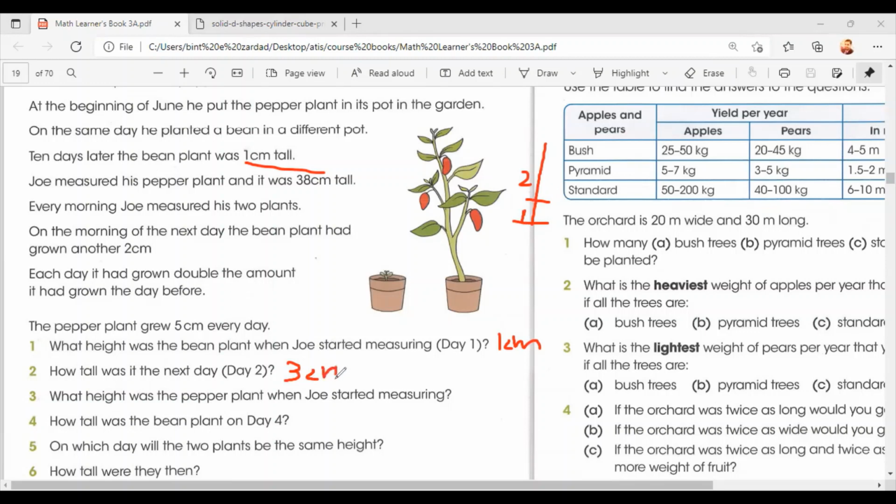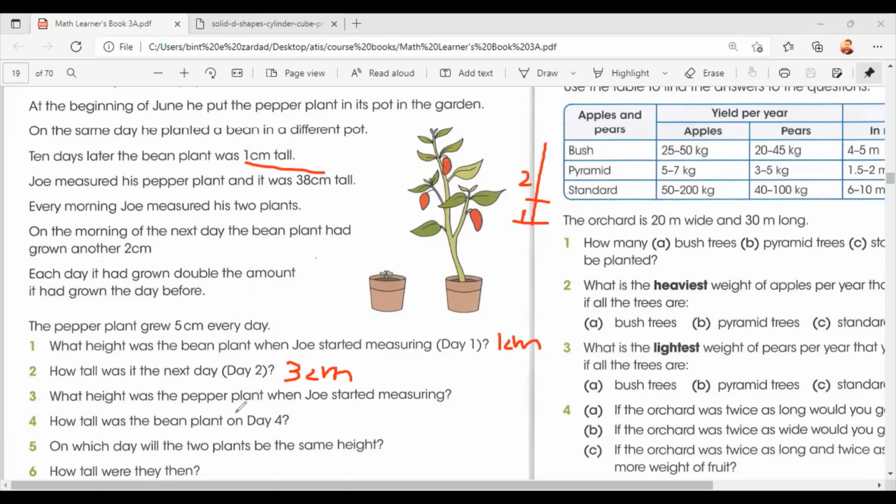Because on the first day it was 1 centimeter when he measured after 10 days. Because he starts measuring after 10 days, the first 10 days he doesn't measure. So on the 11th day, or you can say the first day, it was 1 centimeter. On the second day, it's double, 2 centimeters. So when we are calculating, we need to calculate from down. Now the plant is 2 plus 1, 3 centimeters. So we write here 3.